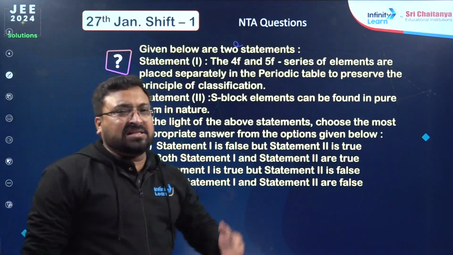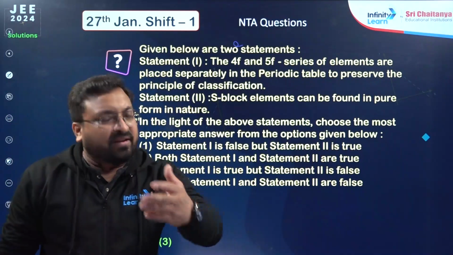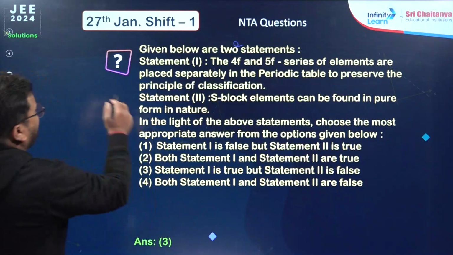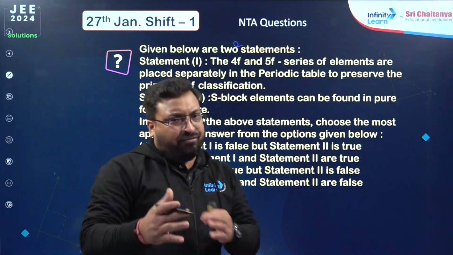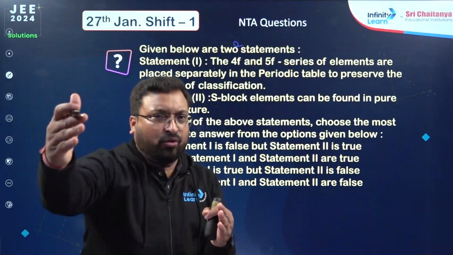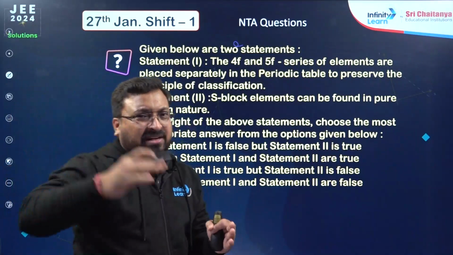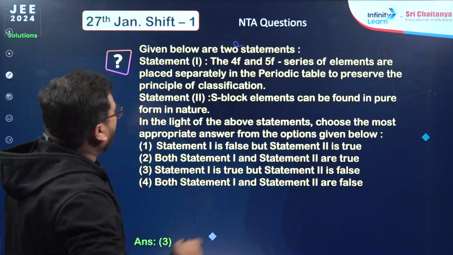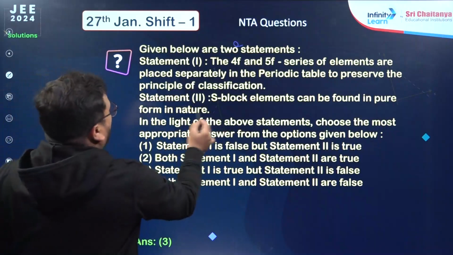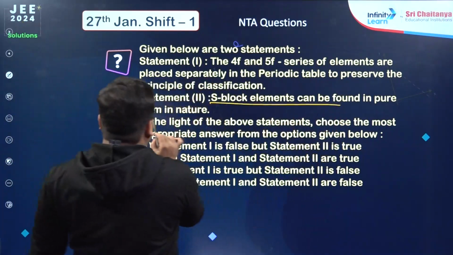Then for actinides, the electron will enter the 5f series, and lanthanides from cerium to lutetium, from 58 to 71, and actinides from thorium to lawrencium, from 90 to 103. Okay, of course this is right. Okay, and S block elements can be found in pure form.